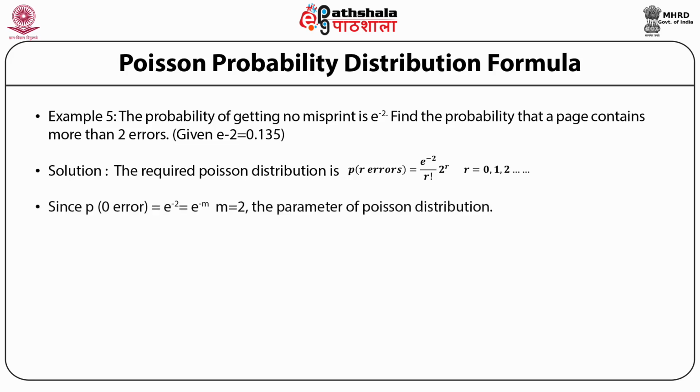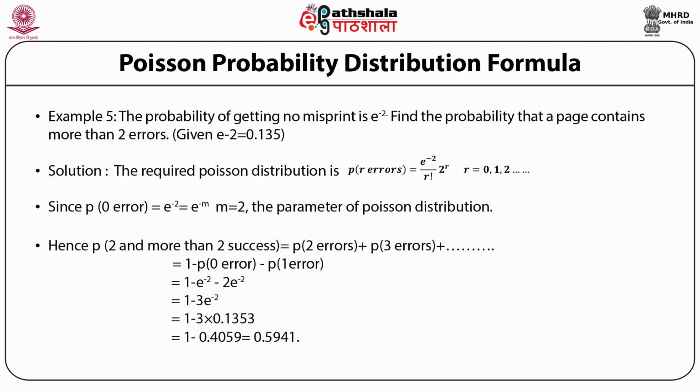So probability that there are no errors, that means r is equal to 0, so e raised to power minus m. And then probability that there are 2 errors or more than 2 will be written as probability of 2 errors plus probability of 3 errors and so on. So what we will do is subtract it from 1. So sum all the probabilities, subtract it from 1, and have the answer. So this is the question.